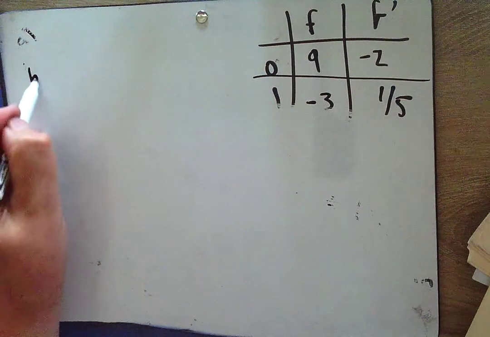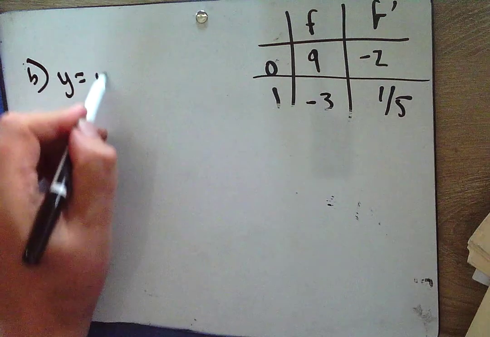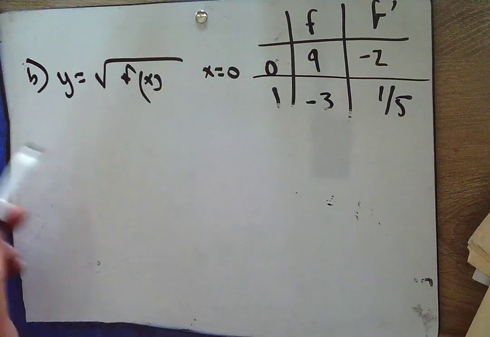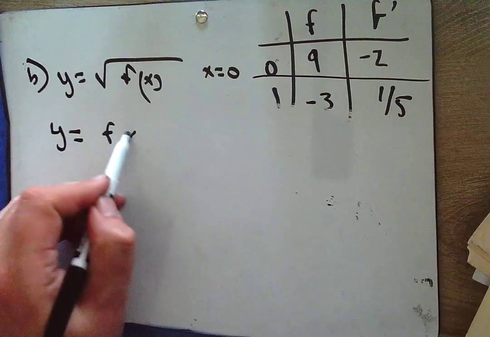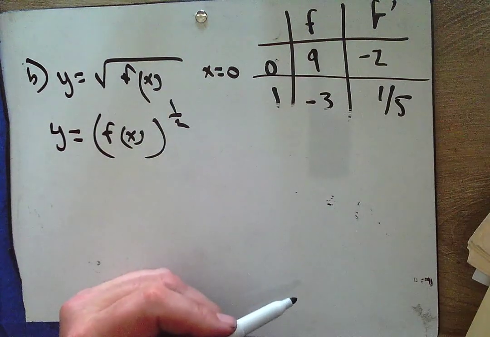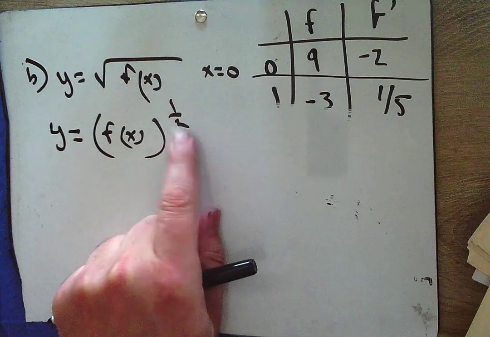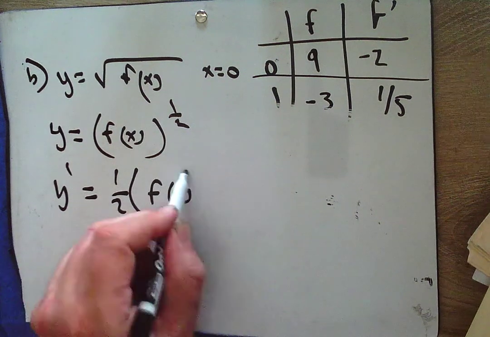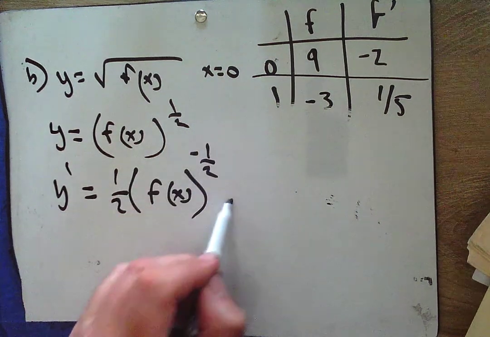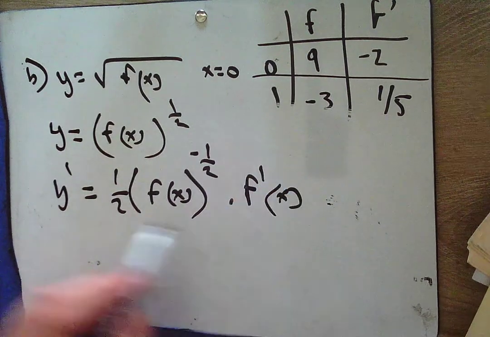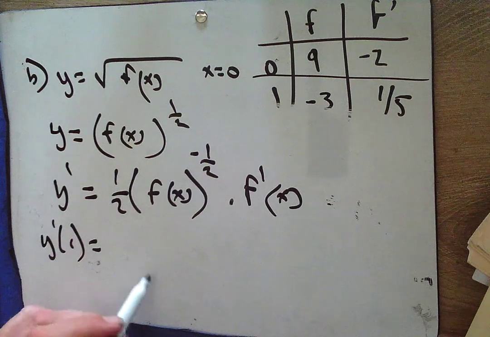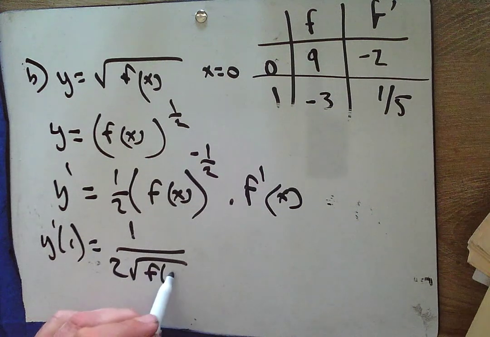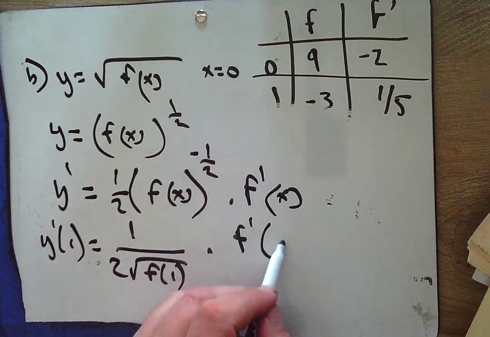On the station. Part B says that y equals the square root of f of x, and this time we want to know the derivative at x equals 0. So again, I think writing this like this is helpful. I think students are more likely to remember to subtract 1 from its numerator. So y prime is 1/2. Leave the inside alone, subtract 1 times the derivative of the inside function. And if we want y prime of 1, we've got to plug a 1 in for f. So we've got 1 over 2 square root of f of 1 times f prime of 1.